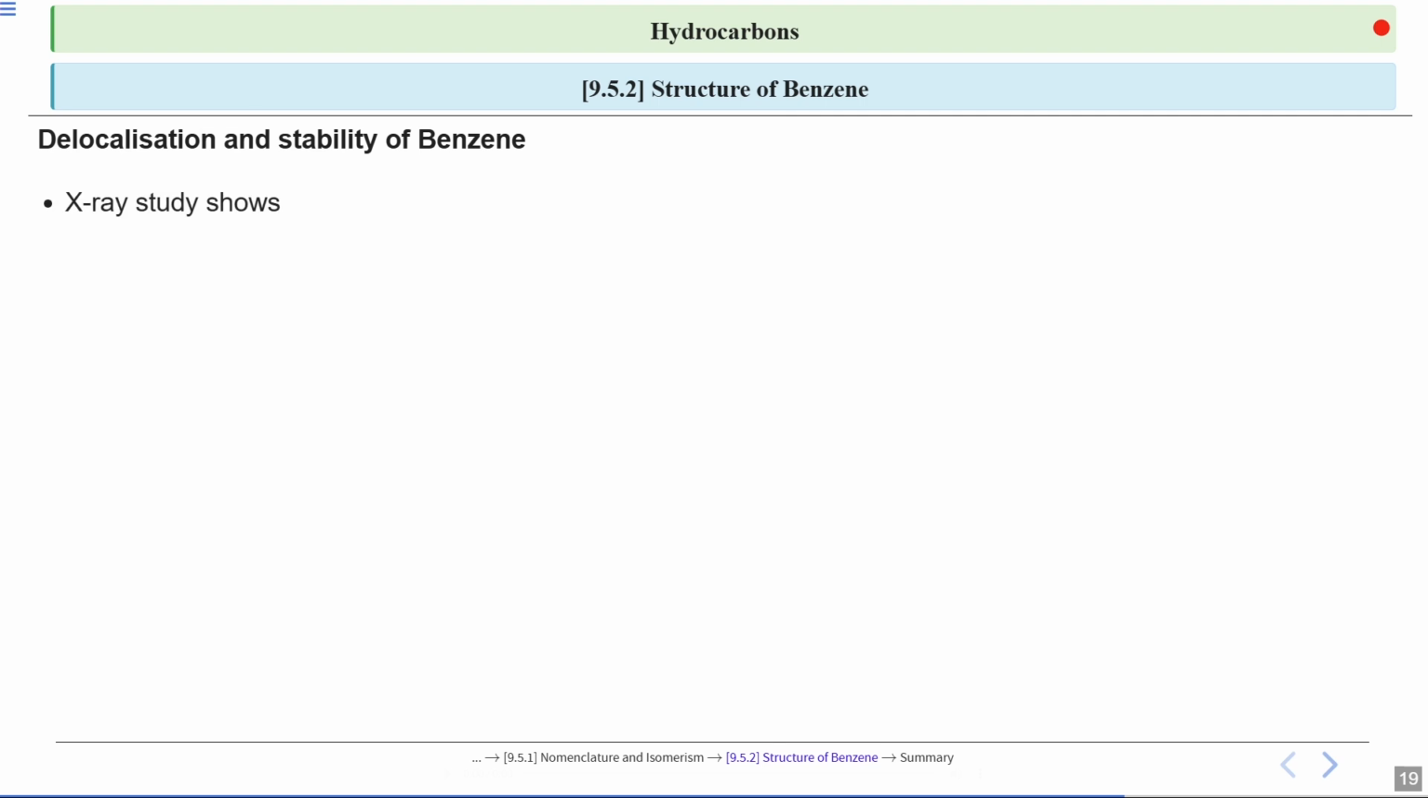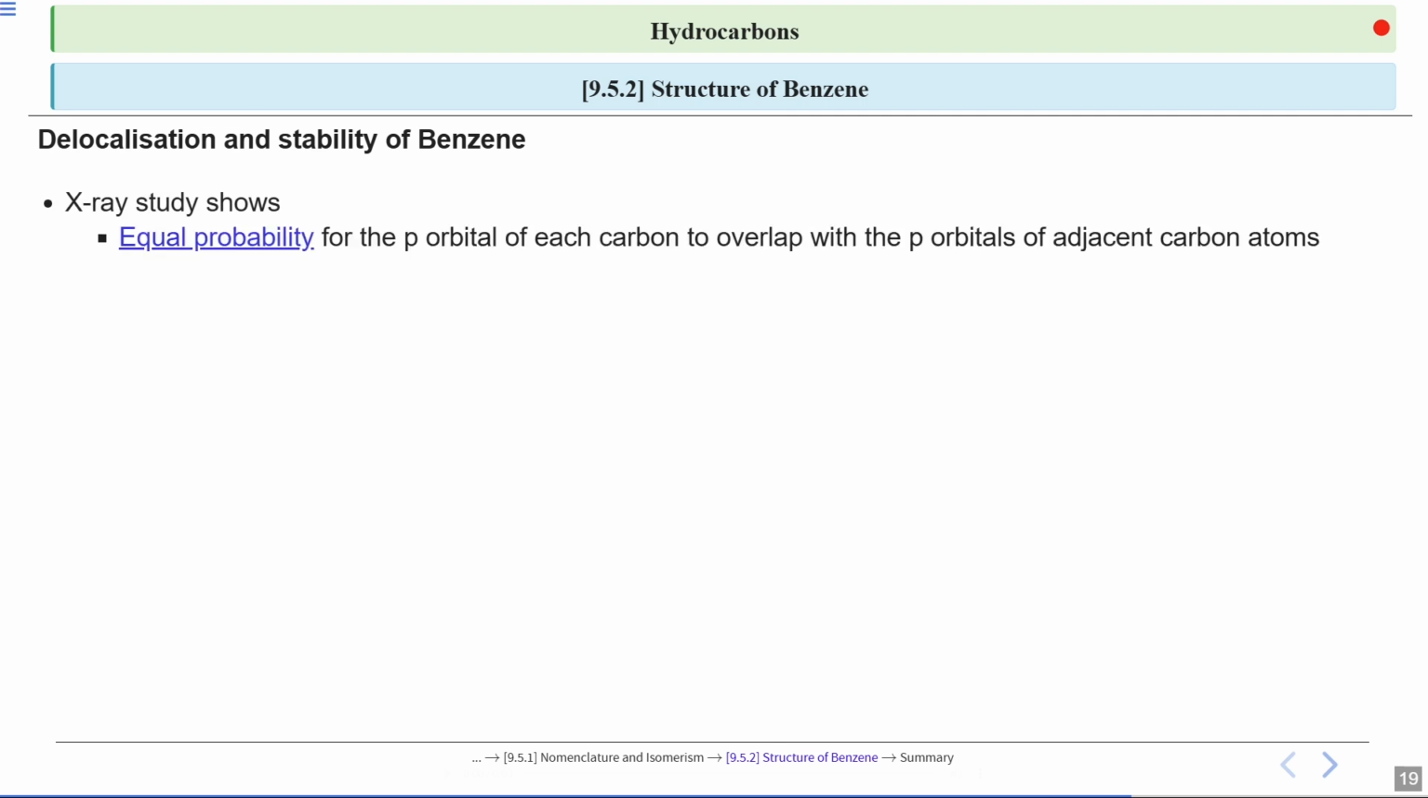X-ray shows that there is an equal probability of the p orbital of each atom to overlap with the p orbital of an adjacent carbon atom, which means it can overlap with either of the carbons present on both sides of the carbon in the benzene ring. Now it is seen that rather than overlapping with just one, there is a continuous overlap between each p orbital and its neighbors, and that creates a continuous pi electron cloud above and below the ring.